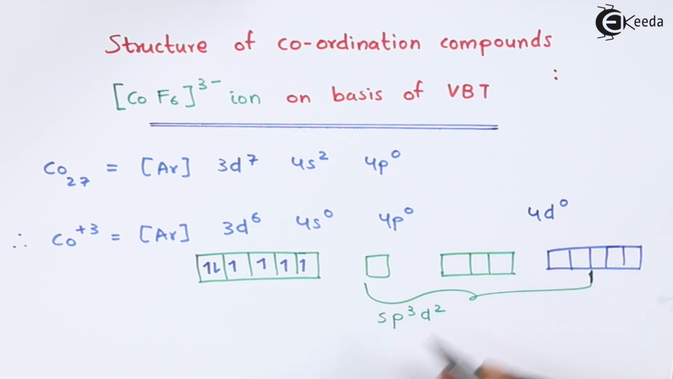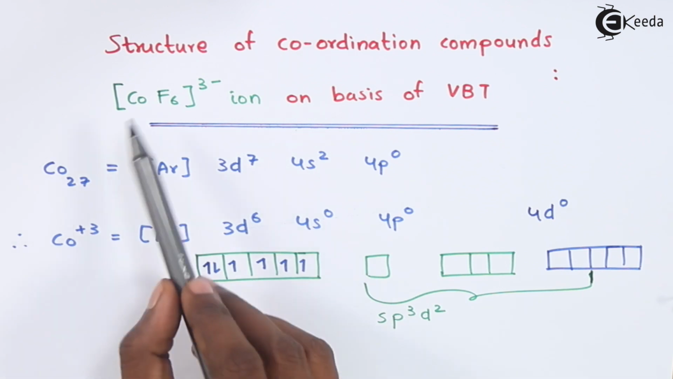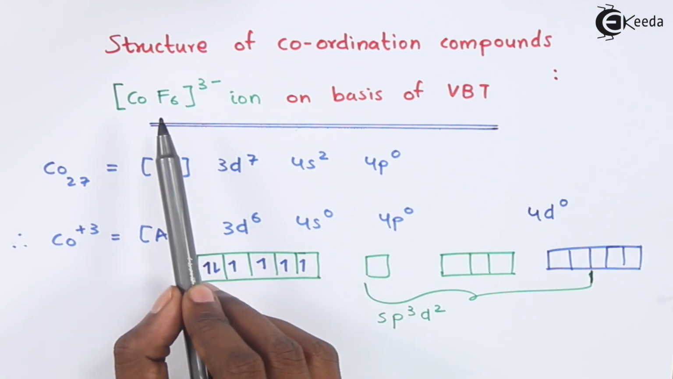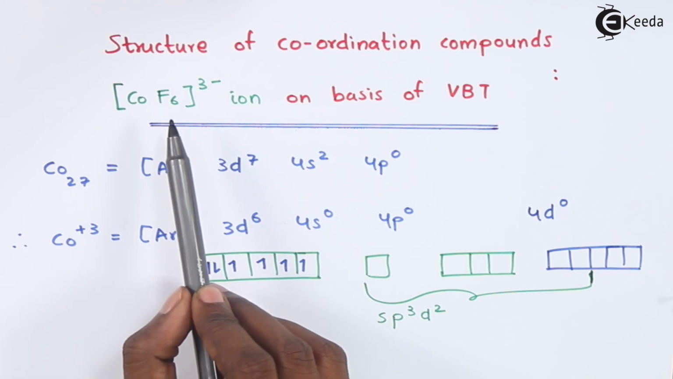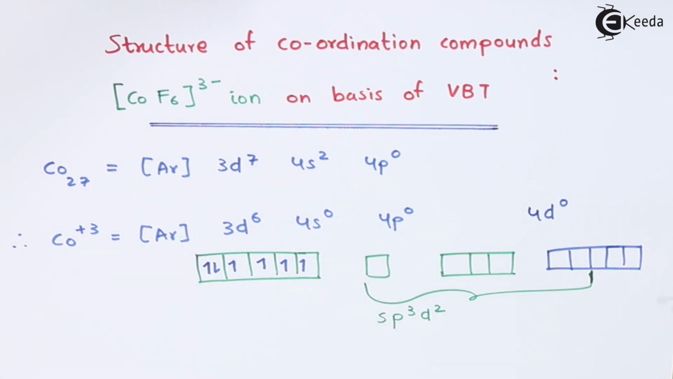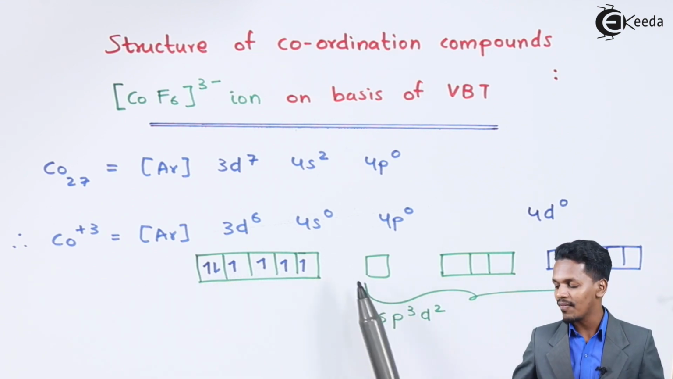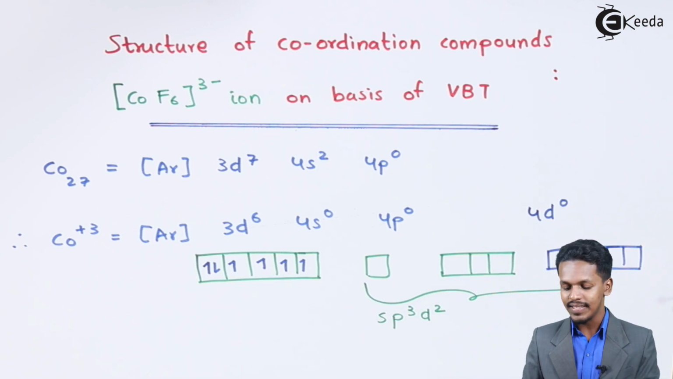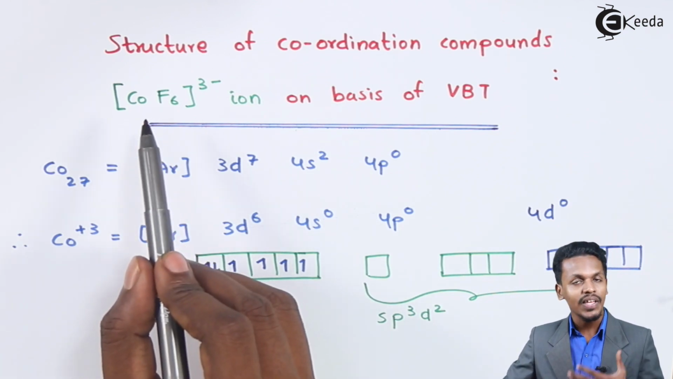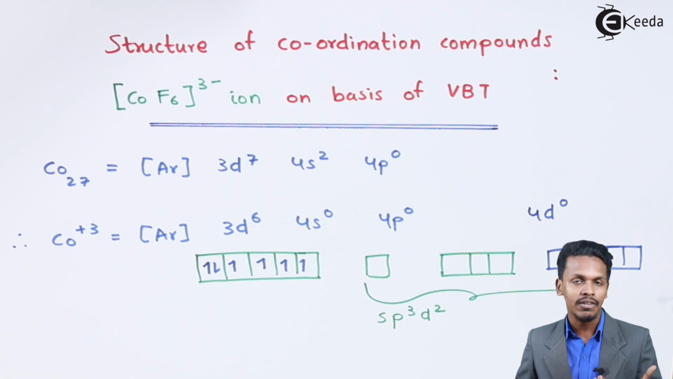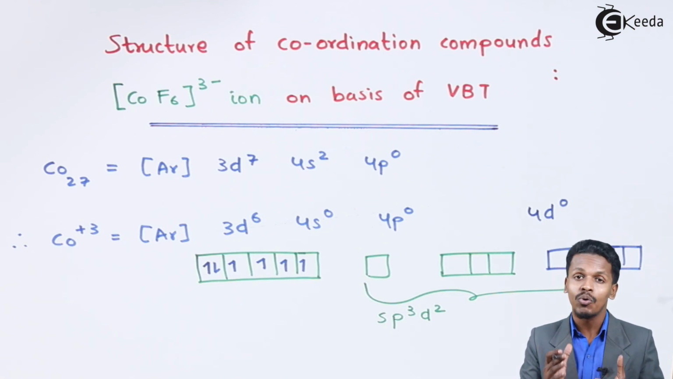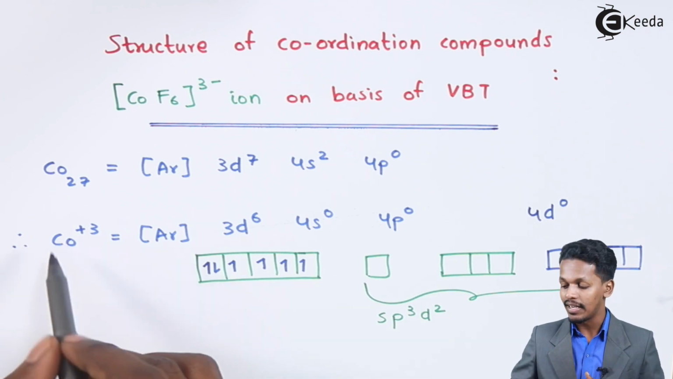So the central metal atom undergoes sp3d2 hybridization, and you can see that there is no pairing of electrons, no spin pairing. The reason is that fluoride ions are weak field ligands, so these electrons are not paired up, and we have the empty orbitals. Each fluoride ion contributes 2 electrons to form a coordinate covalent bond with the metal, in this case cobalt.